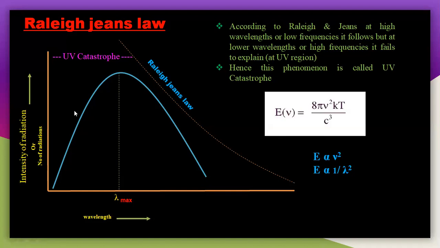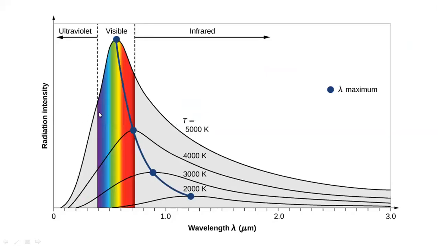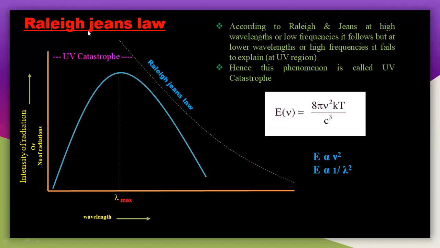Now let us understand this first. This particular black body spectrum has the ultraviolet region, visible region, and infrared region. So what is this infrared, visible, and everything here? Let us see the laws first. Let us see the laws related to this black body spectrum here.